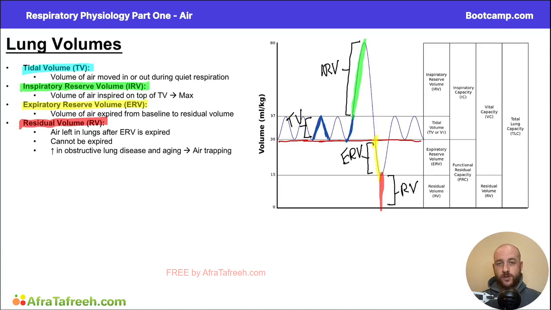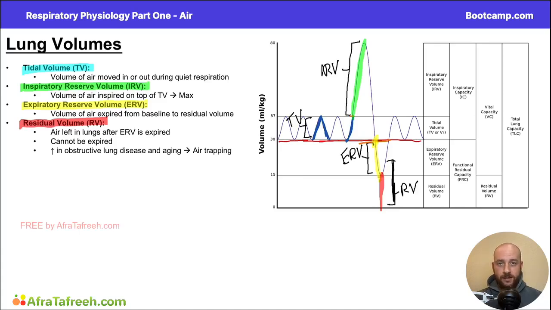And the residual volume is an important volume because in some disease states, such as emphysema, which is an obstructive lung condition, they have trouble exhaling air, and so there's more air left in the lungs after exhalation. And so the residual volume will actually increase in these patients, and it'll start to take up other volumes. And we'll be discussing that more in detail in future videos.